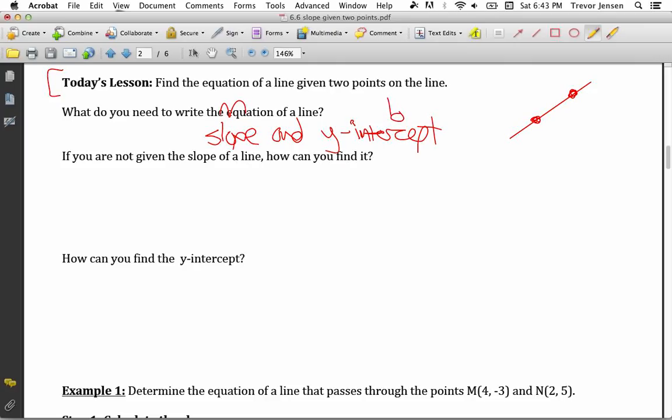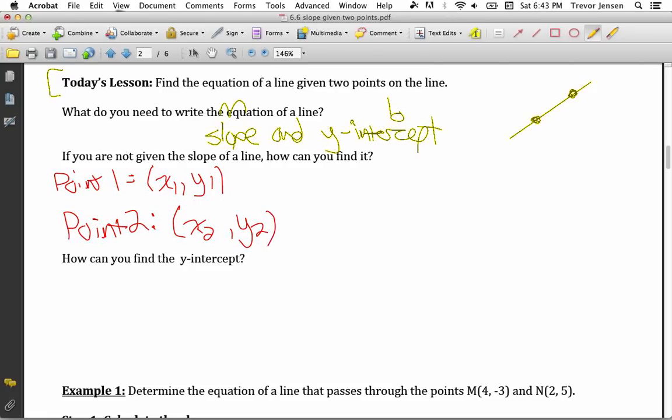Well, if I'm given 2 points on a line, remember your first point, point 1, would be your first x-coordinate and your first y-coordinate, and your second point on the line would be your second x-coordinate and your second y-coordinate. And you can find the slope of the line connecting those 2 points using the formula: second y-coordinate minus first y-coordinate, divided by second x-coordinate minus first x-coordinate. So the change in the y values divided by the change in the x values. And we've used this formula previously in this chapter.